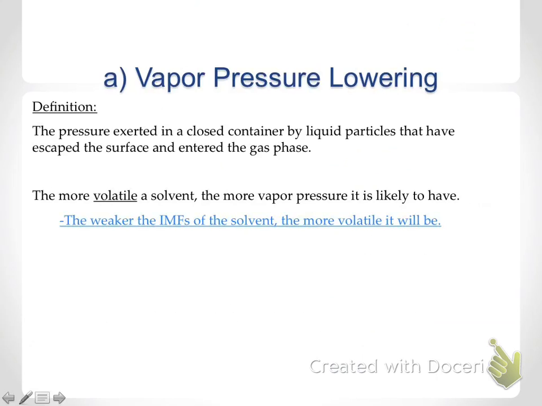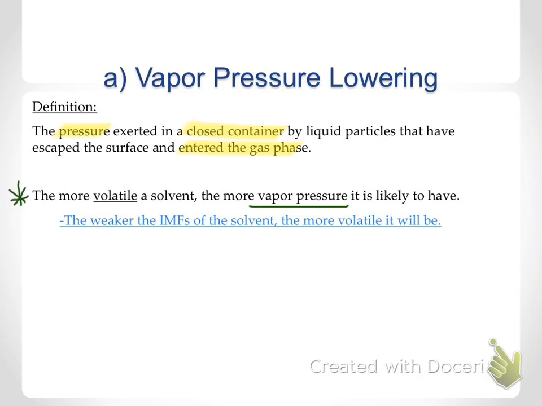Okay, so now that we've reviewed the Van't Hoff factor, let's talk about vapor pressure lowering. The definition of vapor pressure is as follows. It is the pressure exerted in a closed container by liquid particles that have escaped the surface and entered the gas phase. And then I have a little note here: the more volatile a solvent, the more vapor pressure it is likely to have.